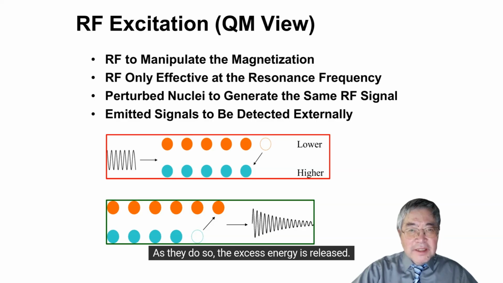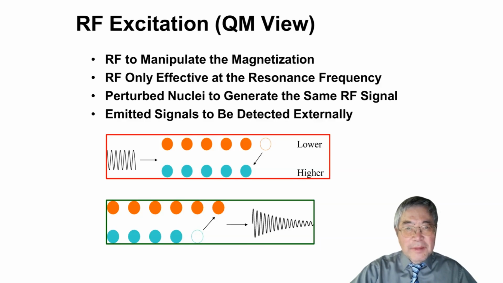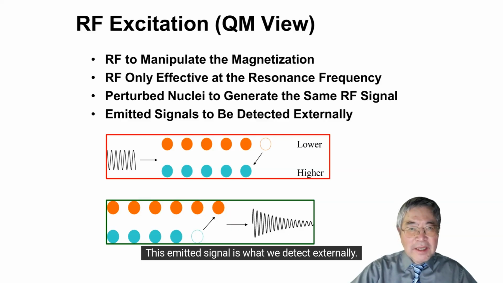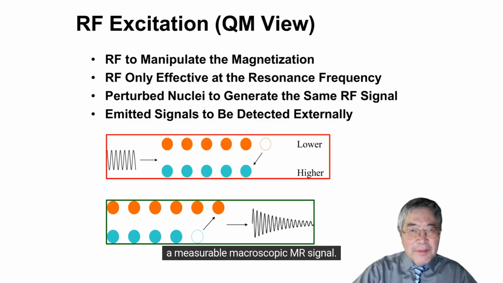As they do so, the excess energy is released. Importantly, the released energy is in the form of the same radio frequency signal that was used to excite them. This emitted signal is what we detect externally. It is the key step that allows us to convert the microscopic spin transitions of hydrogen protons into a measurable macroscopic MR signal.